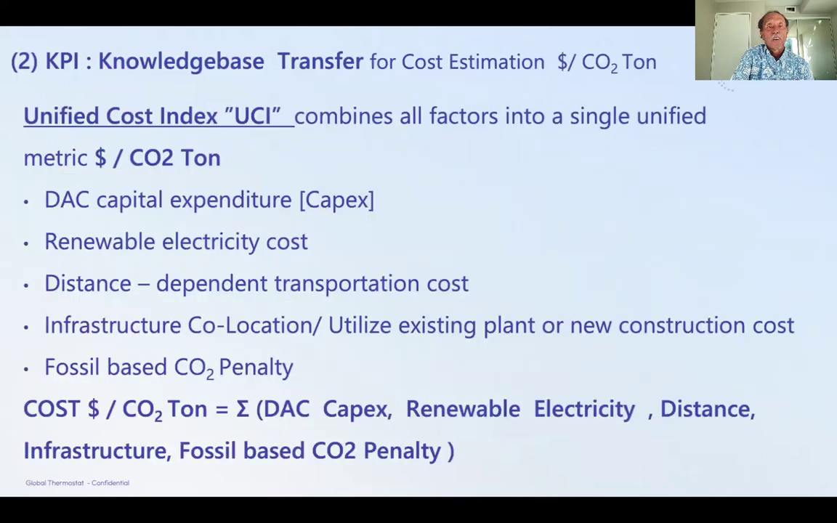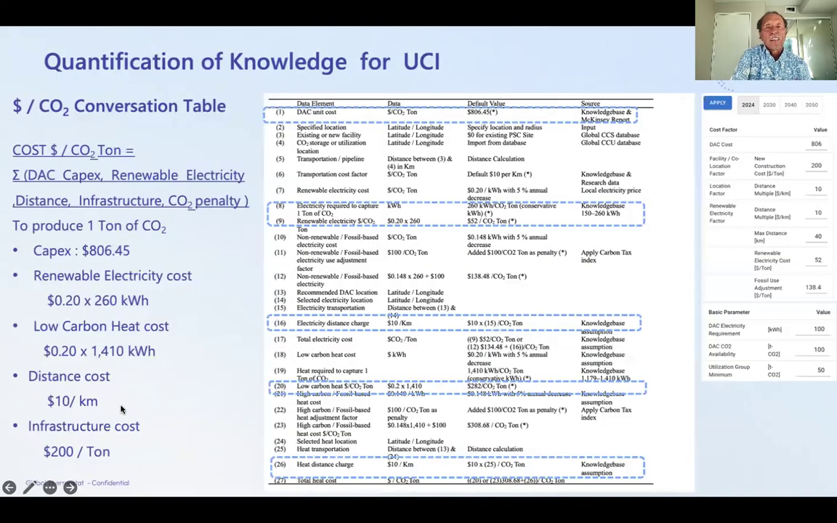The key KPI is a knowledge-based transfer for the cost estimation: capital cost and electricity cost, basically translated into dollars per ton of CO2. The total formula is the sum of the capex, linear electricity cost, distance cost, infrastructure cost, and fossil-based CO2 penalty, summed together, making one single unified cost per ton of CO2.